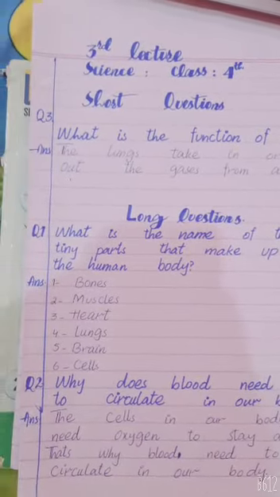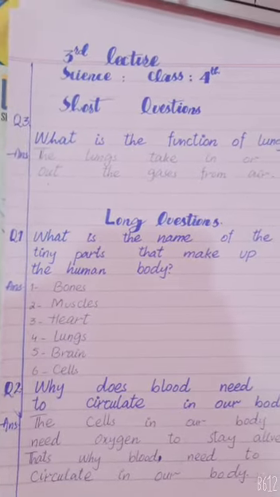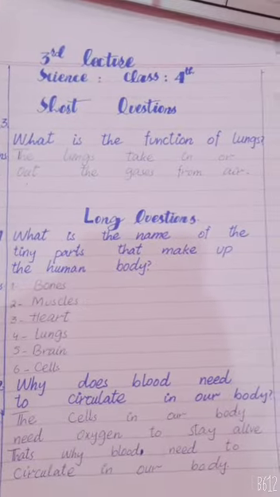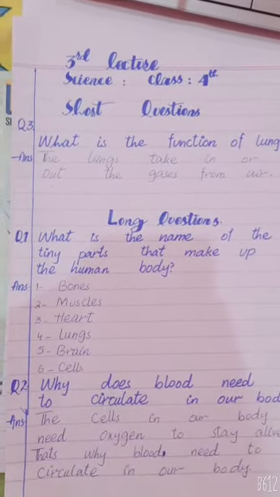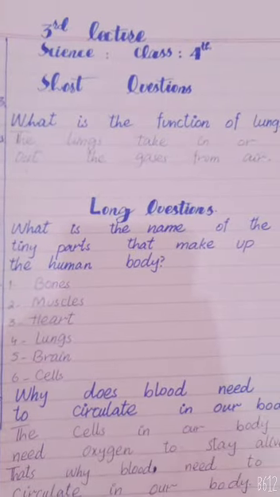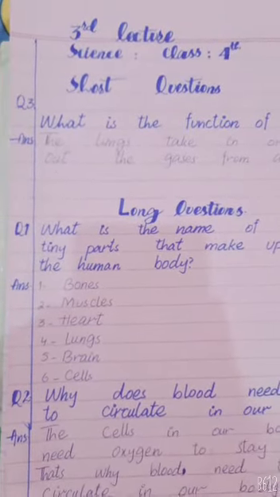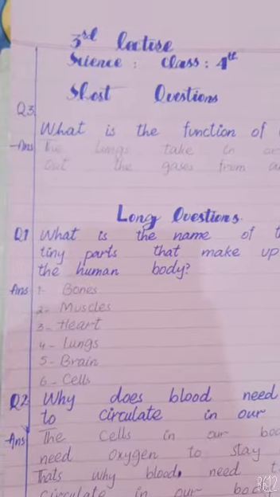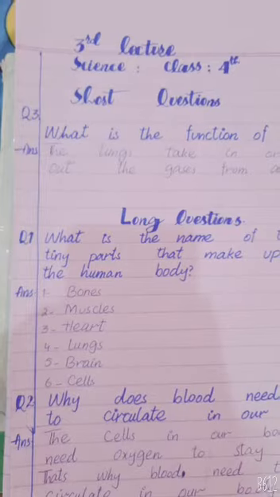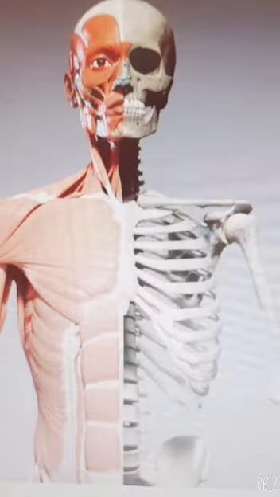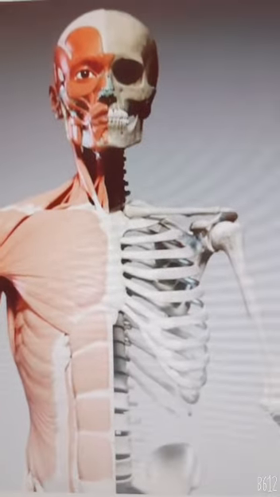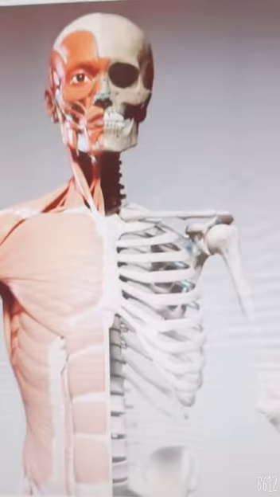Next, hum long question karenge. The first long question is, what is the name of the tiny parts that make up the human body? There are 6 tiny parts in the human body. The first one is bones. B-O-N-E-S, bones, हड्डियाँ. Bones se milkar skeleton banta hai.